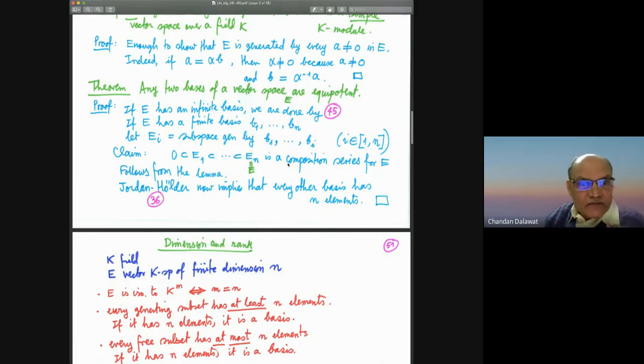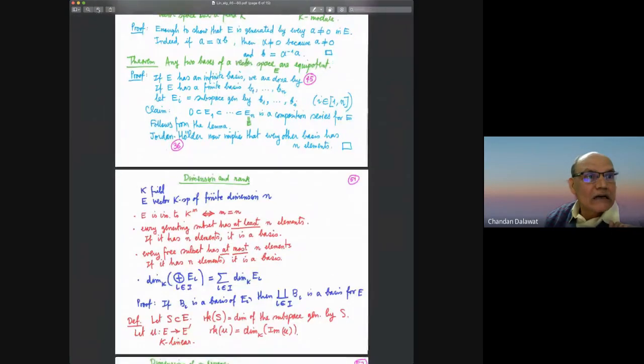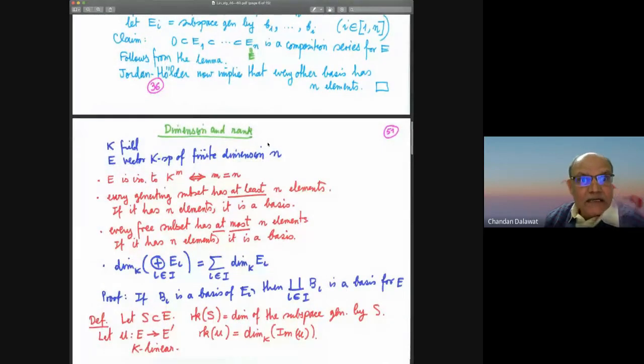And what are the successive quotients here? The successive quotient here is generated by B1. The quotient here is generated by B2. E2 modulo E1 is generated by B2, and so on. And this lemma says that all these spaces generated by a single element are simple.